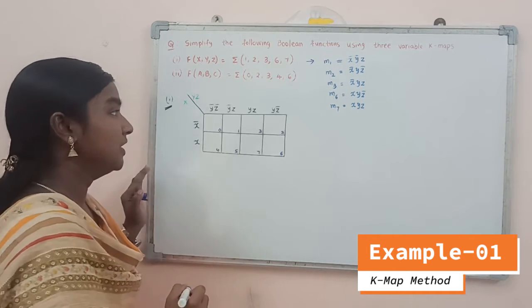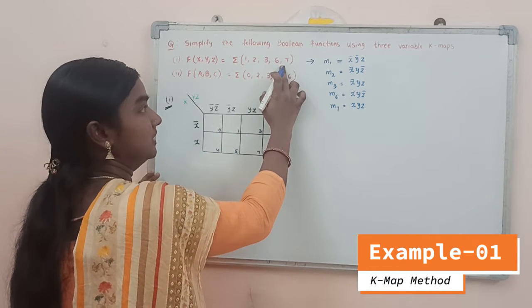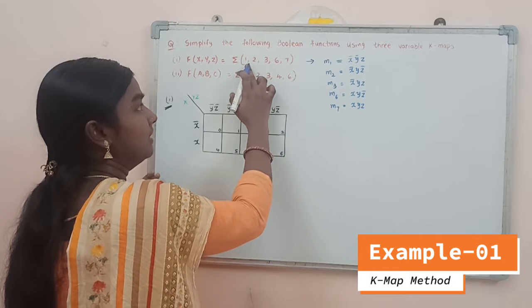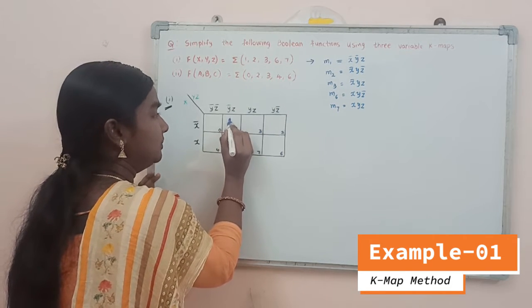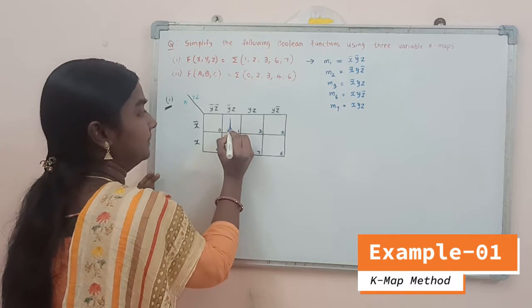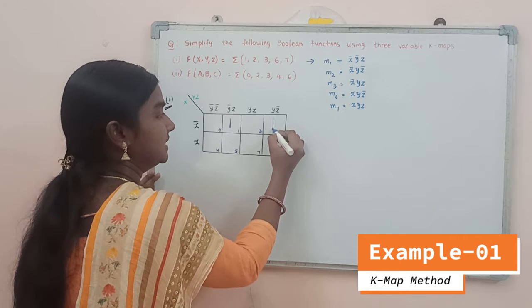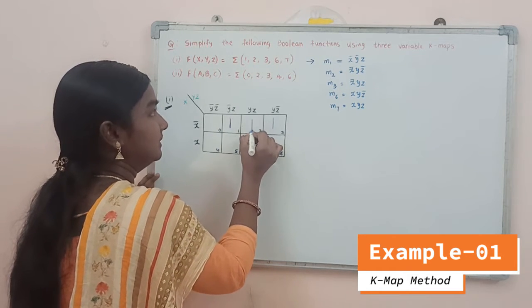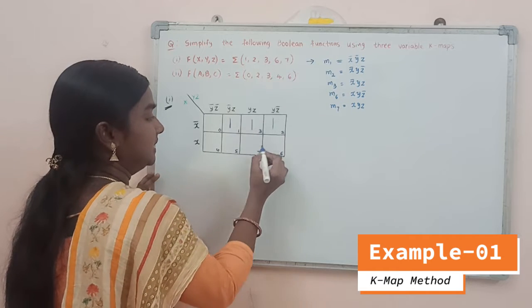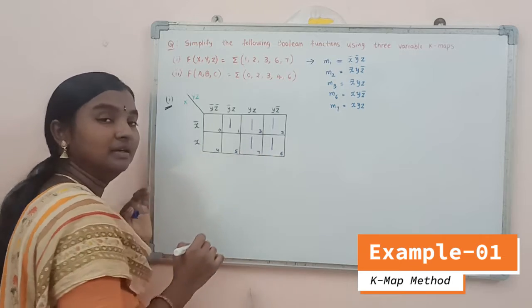Now we are going to assign ones for the given minterms in this function. So here the minterms are 1, 2, 3, 6 and 7. We need to consider the m1 position and put 1 here. For the m2 minterm, we assign 1 here. For m3, here is the 1. For m6, here is the 1. And for m7, here is the 1.